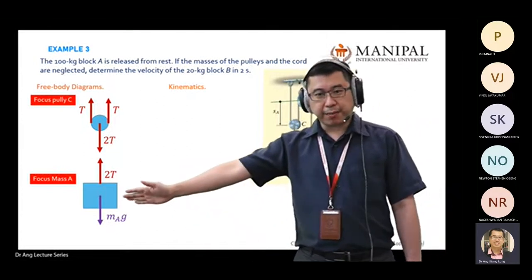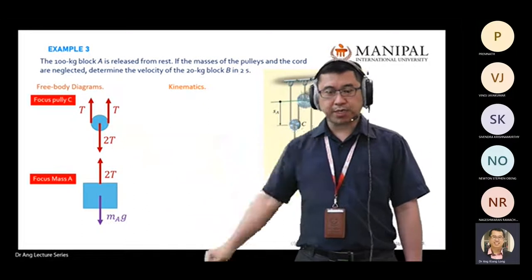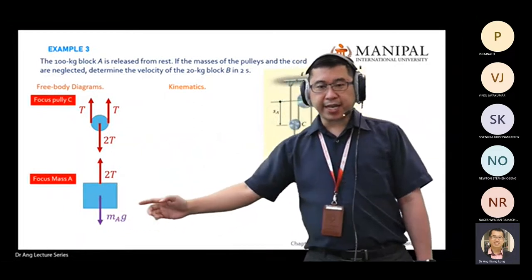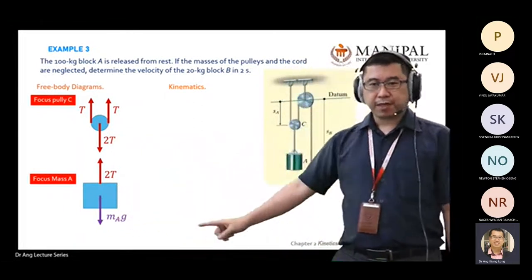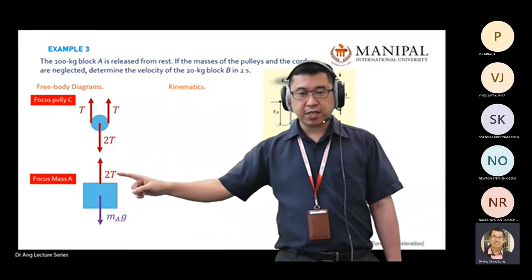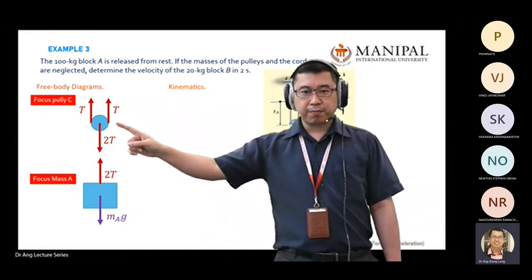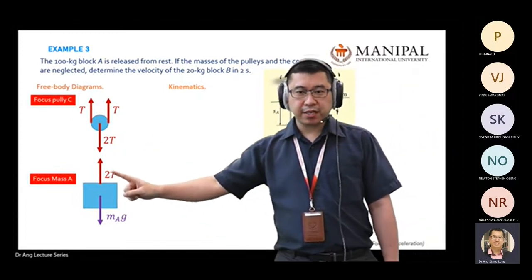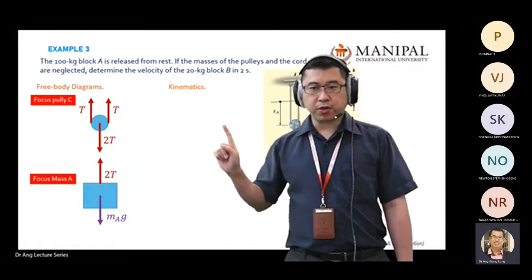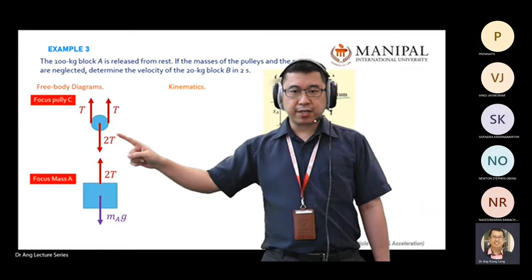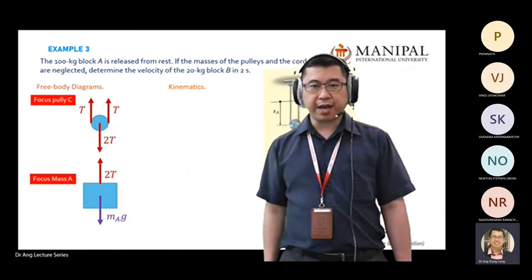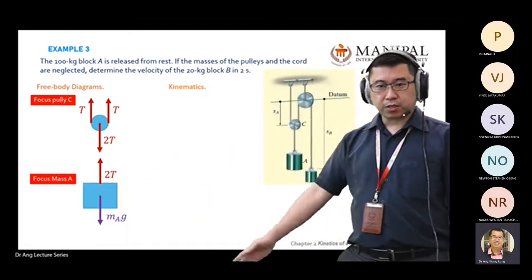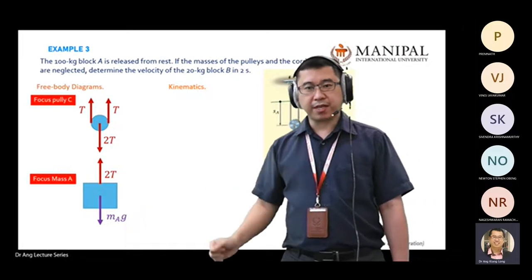Most students will pick the mass first, and then they will draw pulley C. So if you look at mass A and you draw the free body diagram first, there is a very high chance you will make a mistake in this diagram. You will put F over here. So when you convert into here, maybe you are confused. If you put F over here, this one becomes half F, this one becomes half F, because this one plus this one equals this one. So you need to relate the information a little bit.